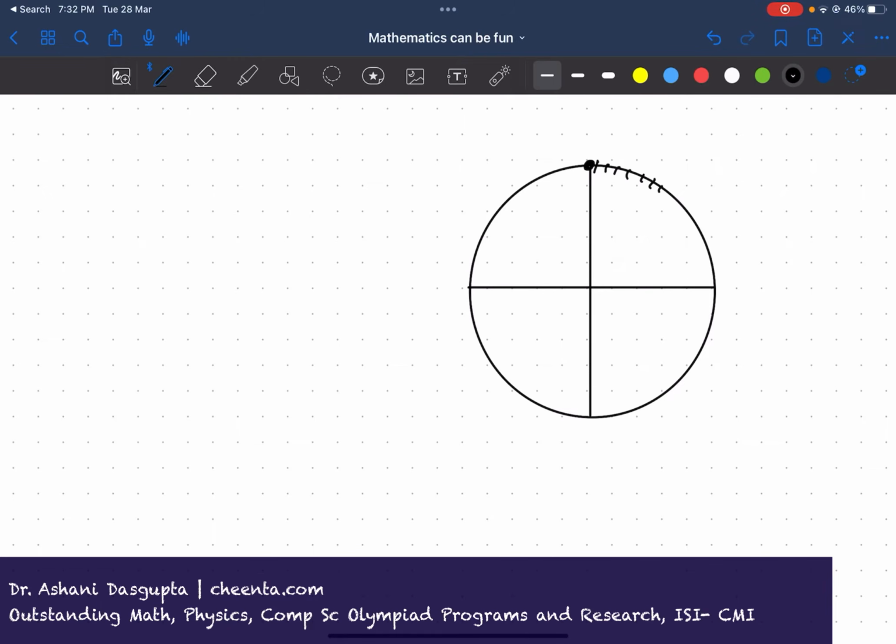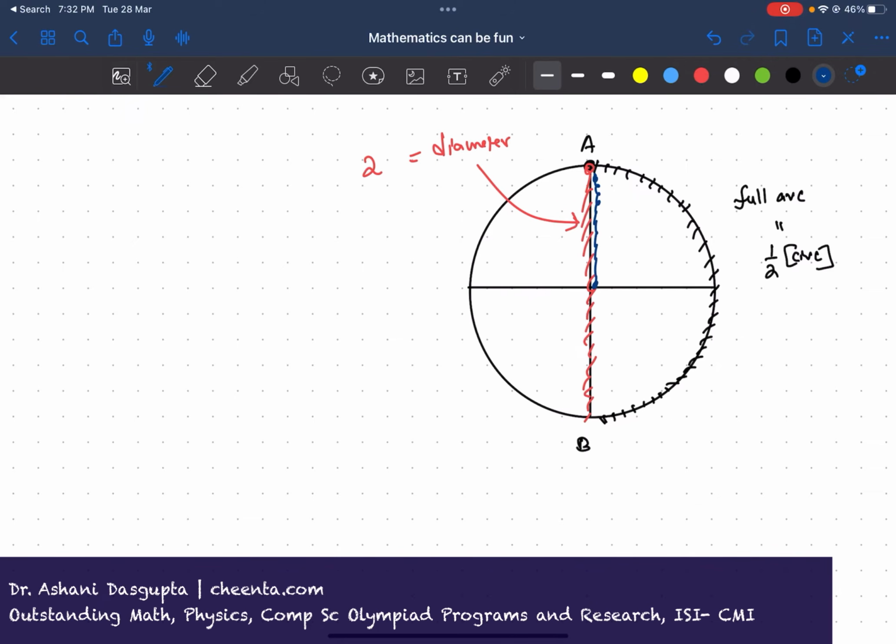This is the full arc, which is 1/2 of the circumference. It's just a semicircle. That means this is the full chord, which is the diameter, whose length is 2, because we are in a unit radius circle. That means this much is the half chord.